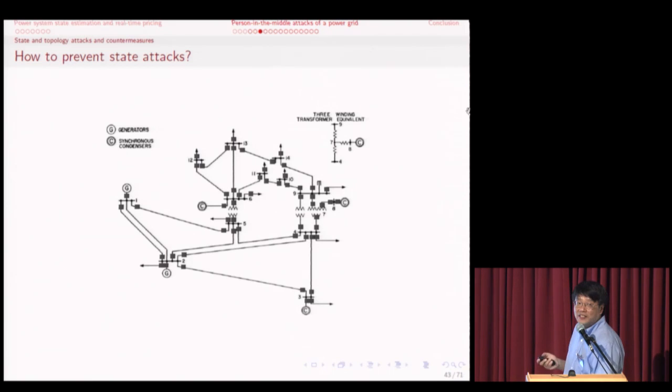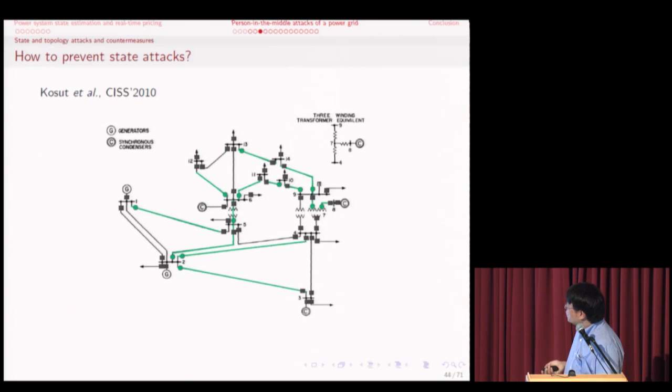So how do we prevent this? The practical question is, if we are able to put additional security on some of these meters, what selections should I make so that no matter what the adversary does, I will be able to catch it? Okay. The simple condition is actually this. You find the spanning tree of this network, and you implement extra security on at least one meter on the spanning tree.